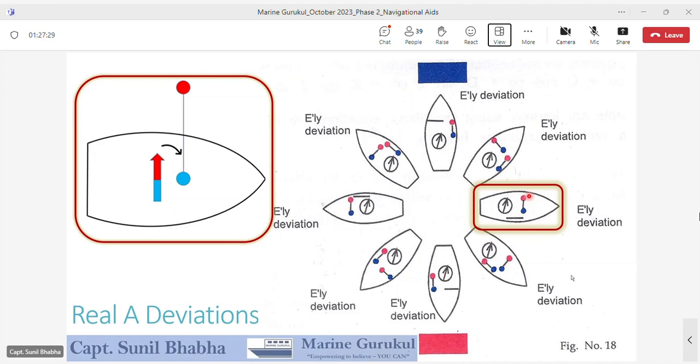This is one possibility for generating real A. There are more possibilities also. For example, the outward ship beam can be aft of the compass and the fore and aft longitudinal can be on the port side of the compass, forward of the compass. So there can be many possibilities for generating real A. It will vary from possibility to possibility, but whatever deviation is generated on one heading, it will remain the same on all the other headings.